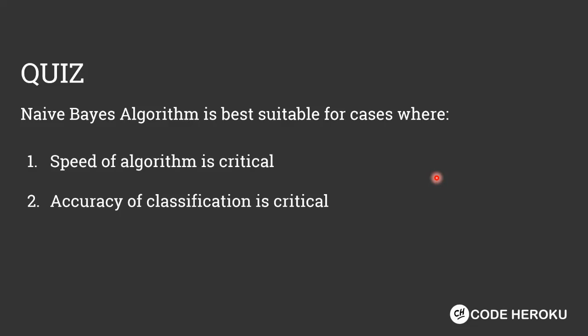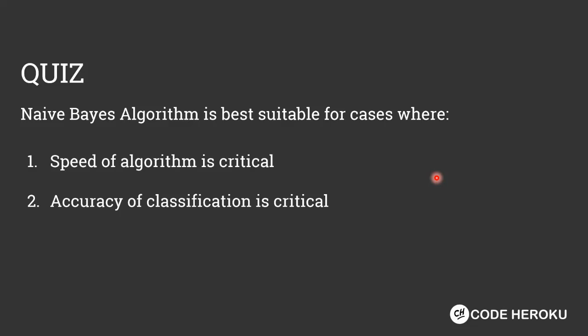Again, a quick quiz to make sure that everyone understood whatever I just told you. Naive Bayes algorithm is best suitable for cases where the speed of the algorithm is critical, where you don't need the best result. If it was something that predicts whether this patient has cancer or doesn't have cancer, you shouldn't use naive Bayes algorithm there, right?